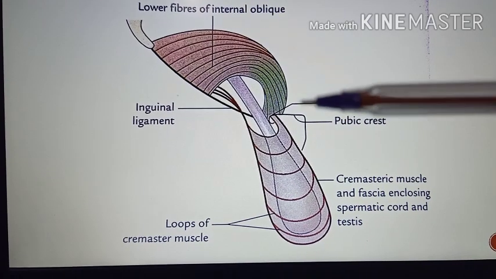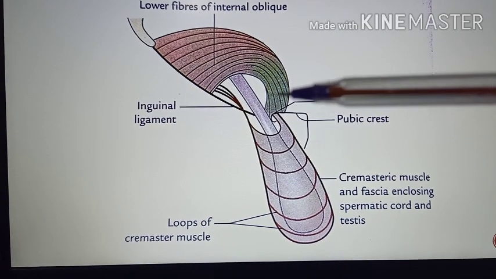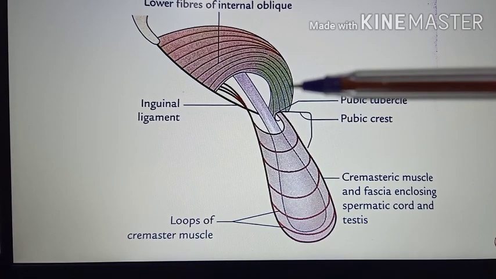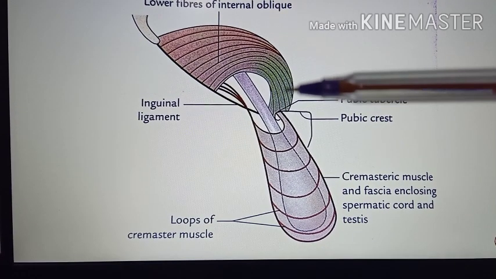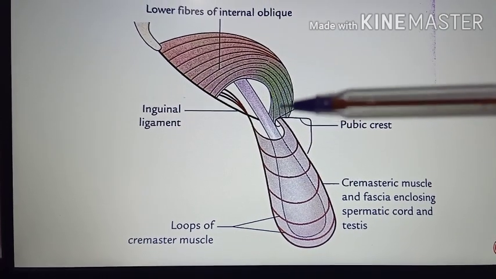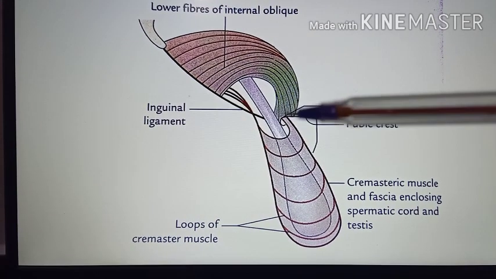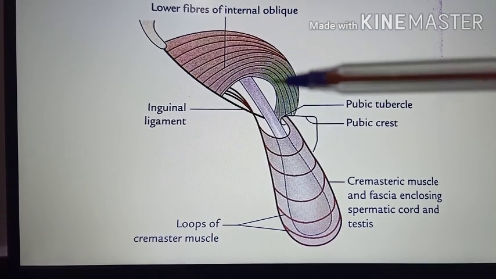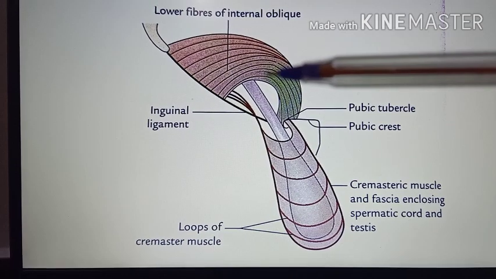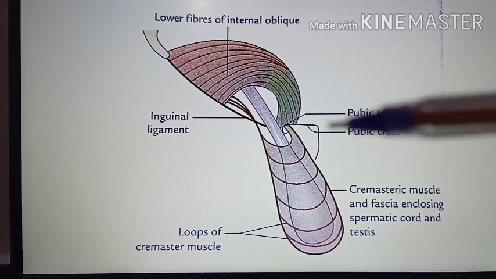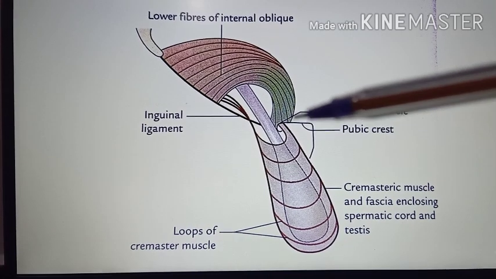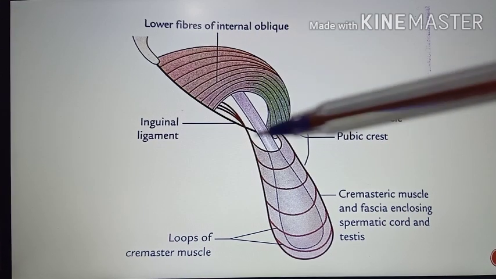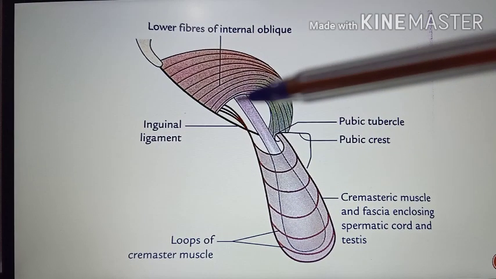First is the conjoint tendon. This is called the conjoint tendon or falx inguinalis, F-A-L-X I-N-G-U-I-N-A-L-I-S. This falx inguinalis is formed by the fusion of the lower aponeurotic fibers of the internal oblique and transversus abdominis muscle. This conjoint tendon is arching over the spermatic cord. This is the spermatic cord, and it is arching over it.